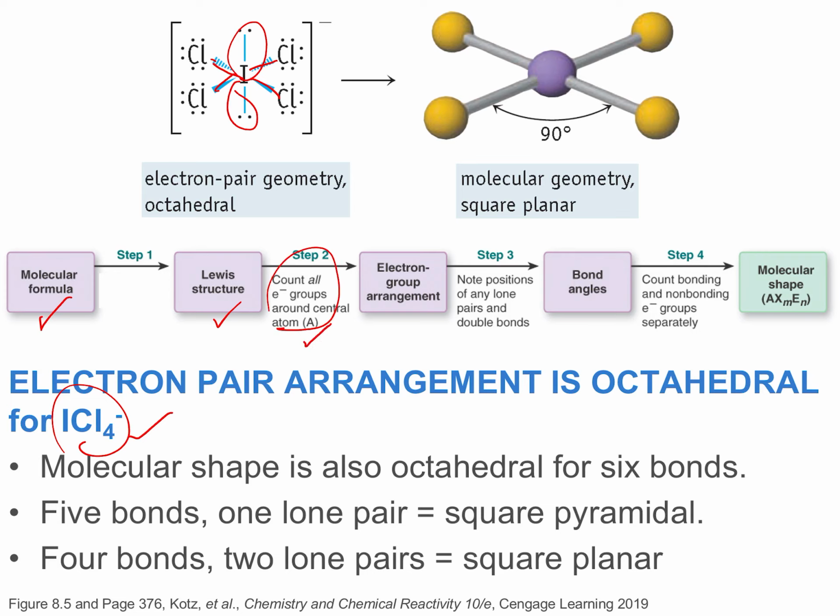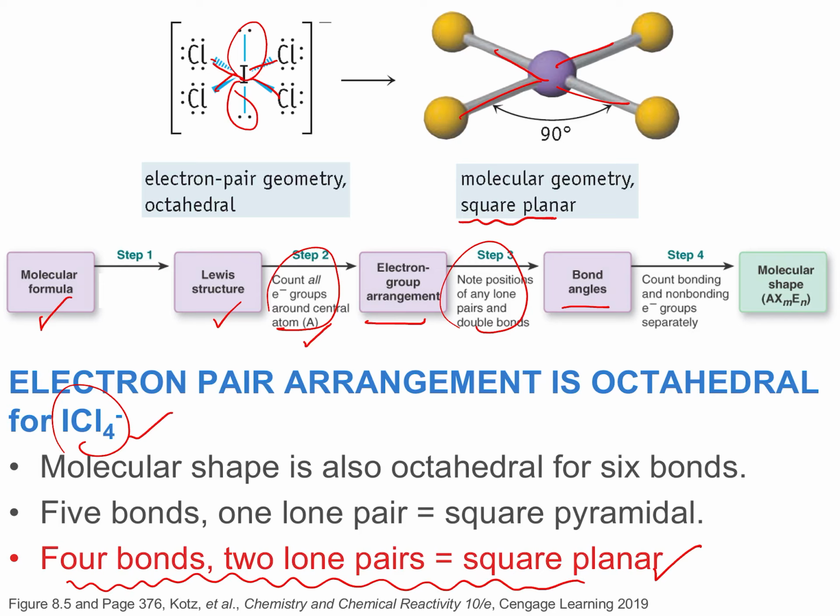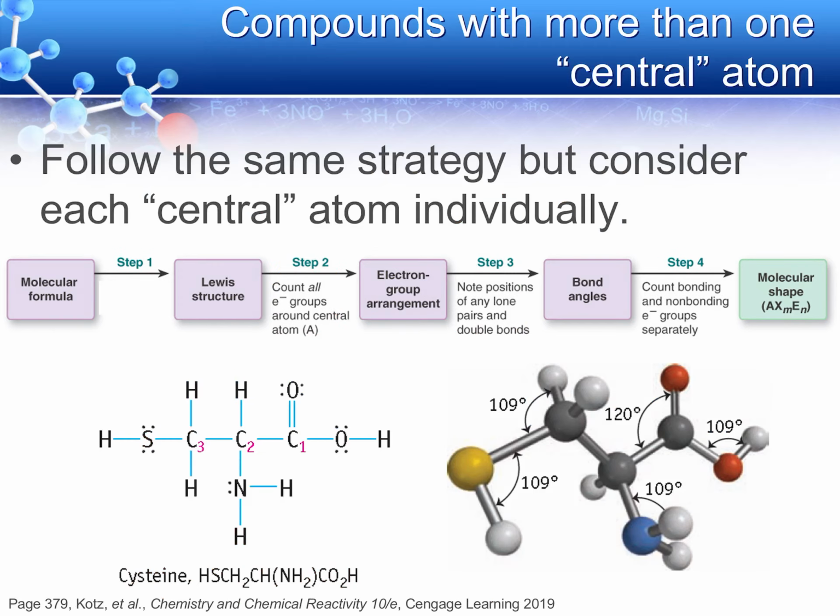We counted all the electron groups around the central atom, and there are 6 of them. So our electron group arrangement is octahedral. Then we note the positions of lone pairs and double bonds, and we see that we have 1, 2, 3, 4 bonds and the 2 lone pairs. So this is a square planar molecule, and that means the bond angles here will be 90 degrees apart. This is an example of a compound with 4 bonds and 2 lone pairs, which gives us a square planar molecular shape, or molecular geometry.